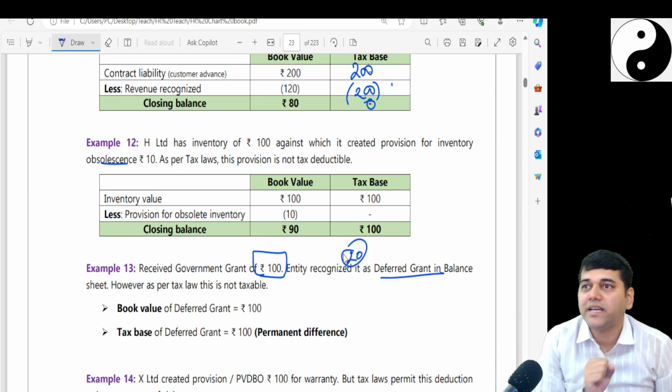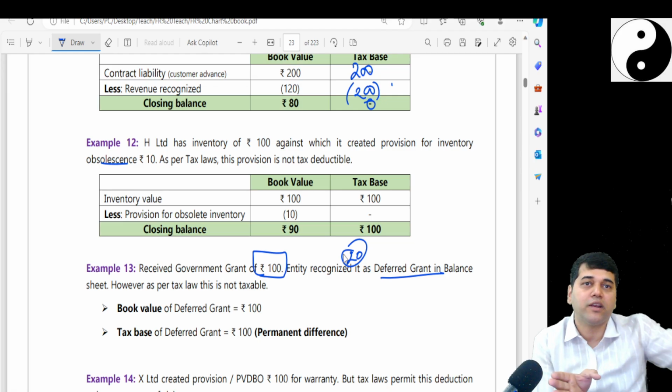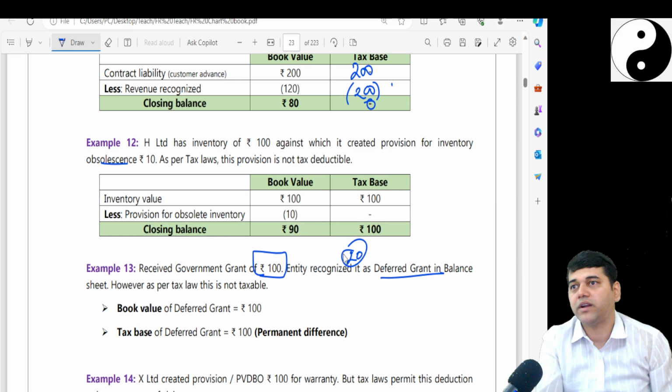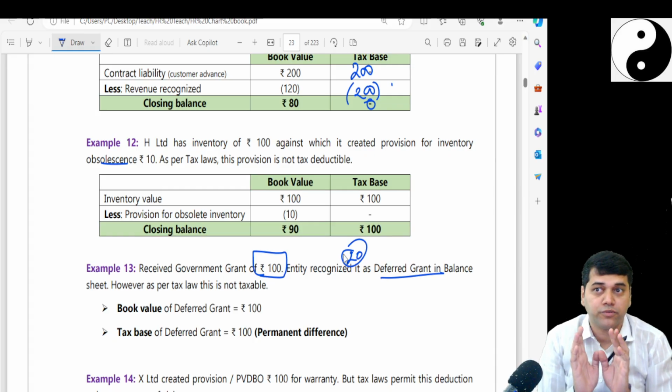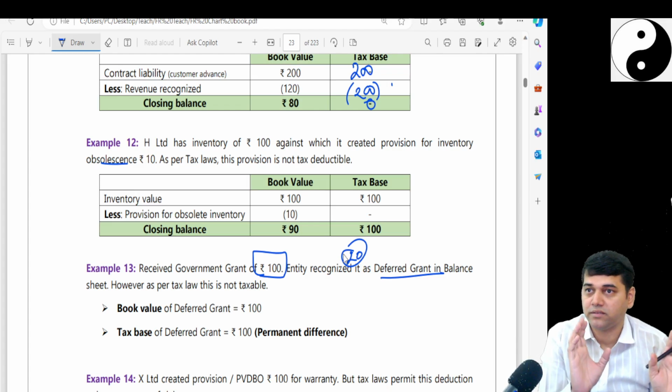Now, when you received the grant, there are 2 types of grant as per Ind AS 20, revenue grant or a capital grant. If it is a revenue grant, what accounting entry do you pass? Bank to P&L. Finish. Is there any item sitting in the balance sheet? No. Balance sheet item is not there, which means no deferred tax. Keep in mind, we are going for the balance sheet approach. If in your journal entry, the balance sheet is not there, no deferred tax.